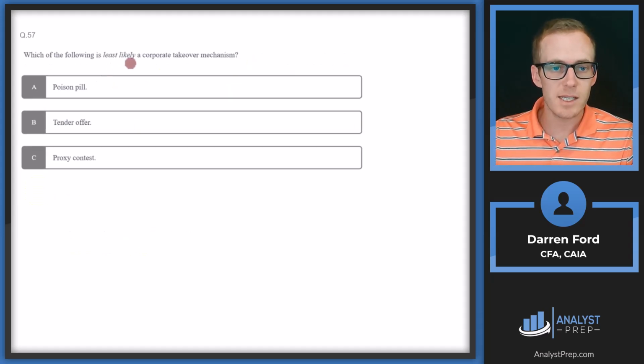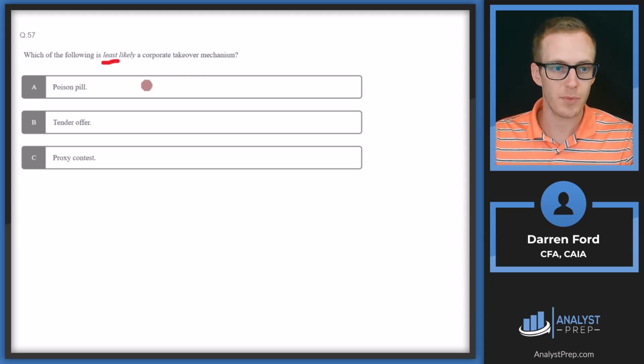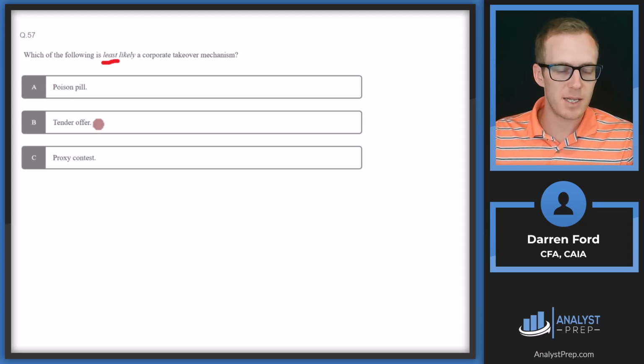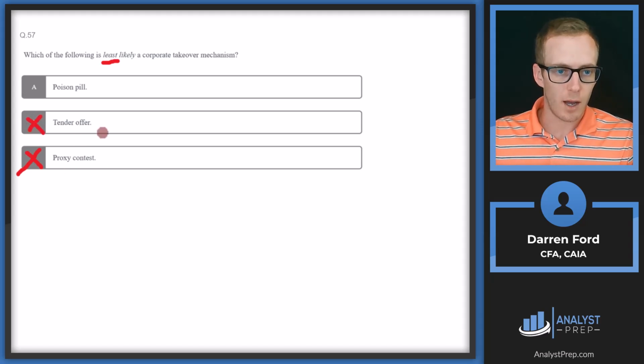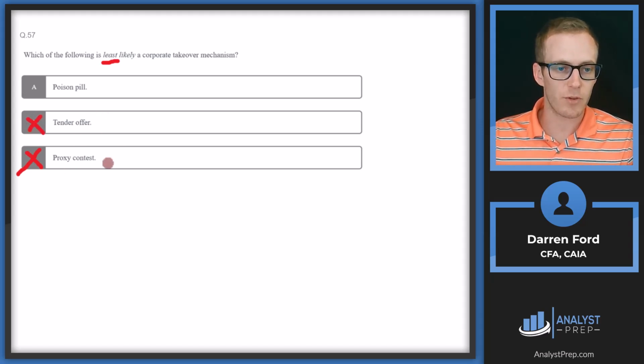Which of the following is least likely a corporate takeover mechanism? So least likely, meaning 2 of these will be takeover mechanisms and 1 will not. So we've got A, poison pill, B, tender offer, or C, proxy contest. So C and B are going to be takeover mechanisms. These tend to be the more friendly ones.